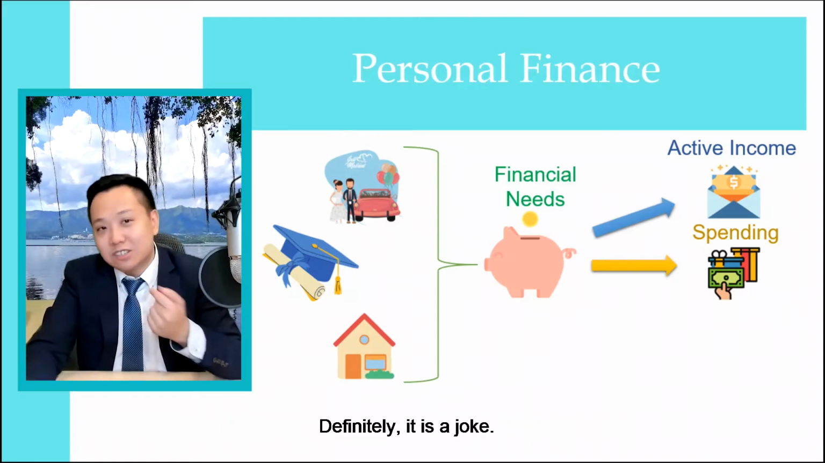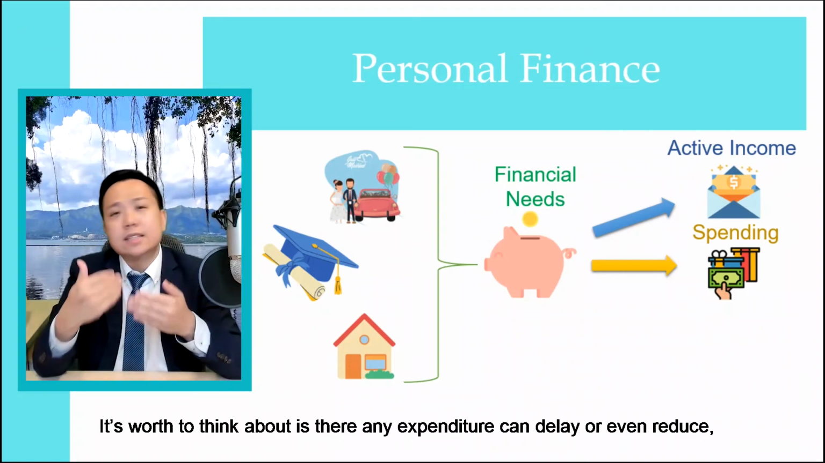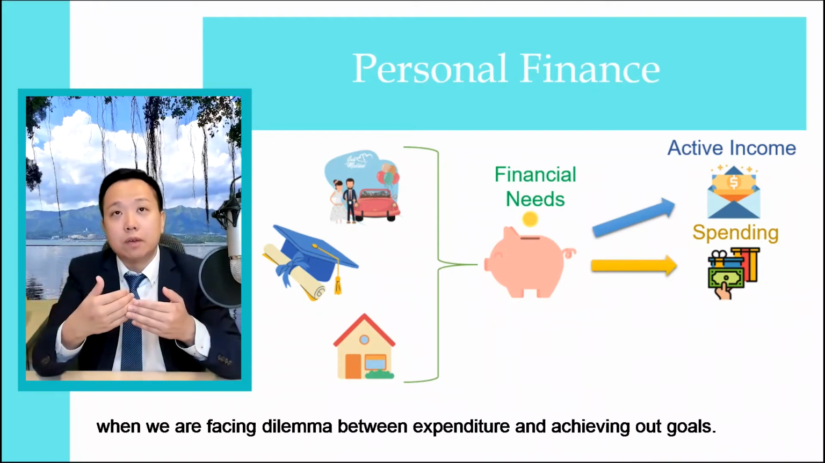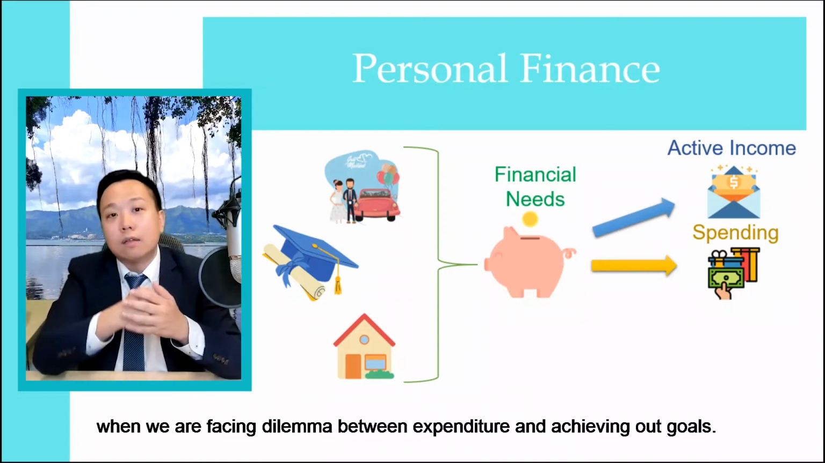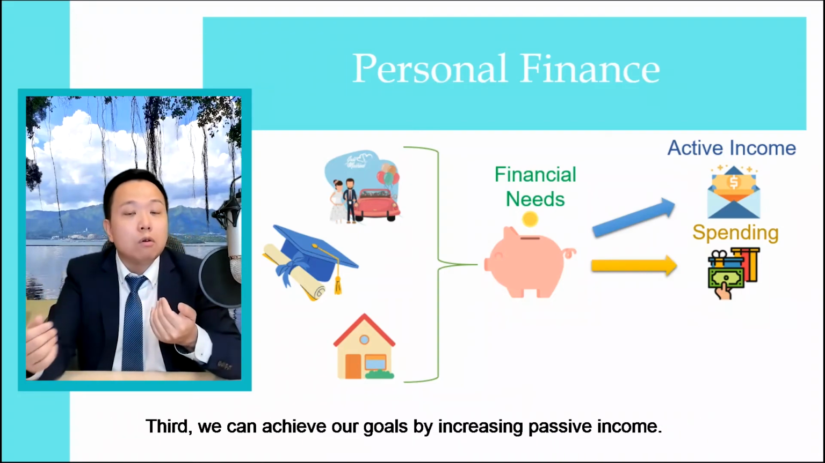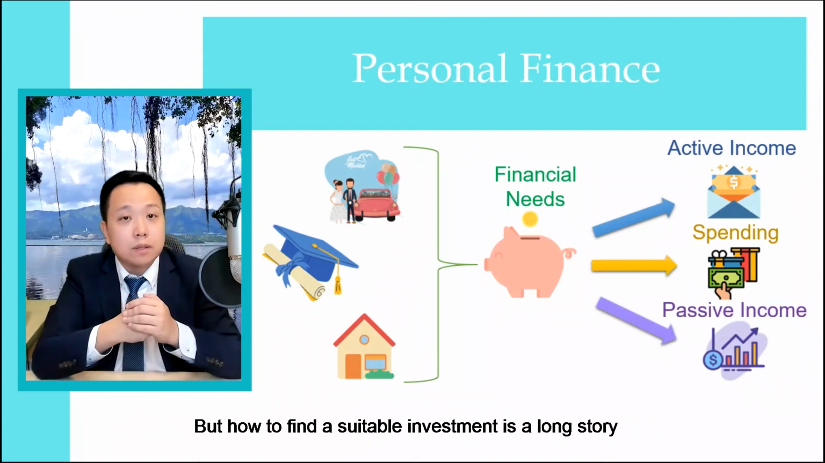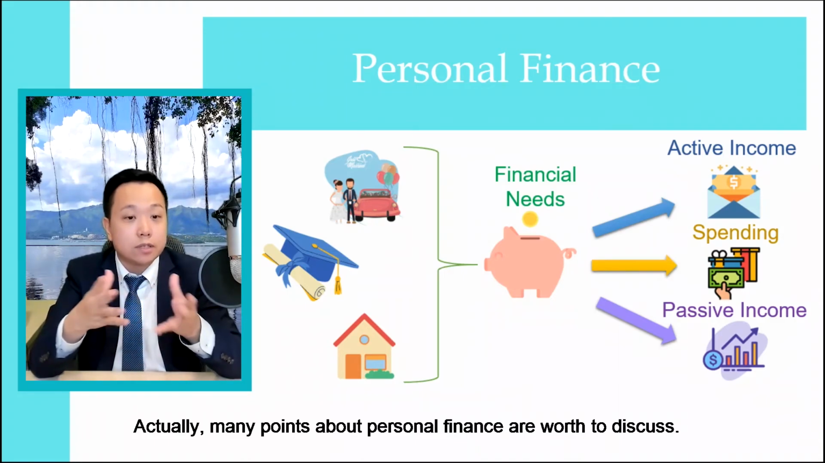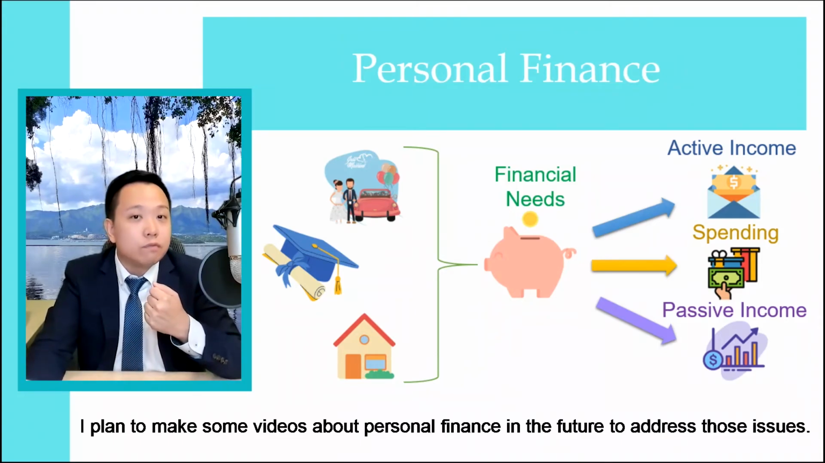But definitely it's a joke. It's really worth thinking about whether there is any type of expenditure that can be delayed or even reduced when we face a dilemma between making expenditure and achieving our goal. And third, we can achieve our goal by increasing passive income. But how to find a suitable investment is a long story. Actually, many points about personal finance are worth discussing. I'm planning to make some videos about personal finance in the future to talk about those points.